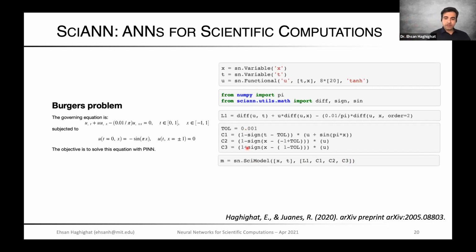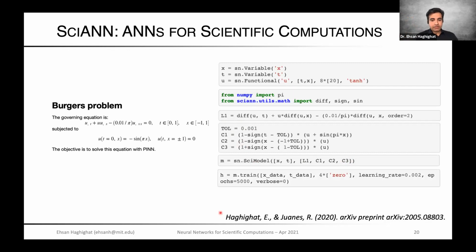Once the optimization is set up, now we can do the training, and it's just m.train that does that for you. x data and t data are just a set of collocation points randomly picked in this domain so that the optimizer can minimize these losses on that set of data points. We want all of them to be as close as possible to 0. So that's the setup in SciANN to solve, for example, such a problem.